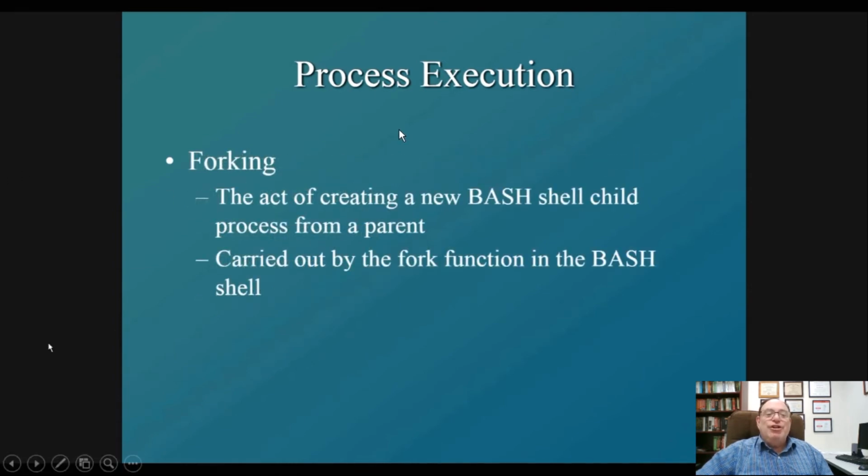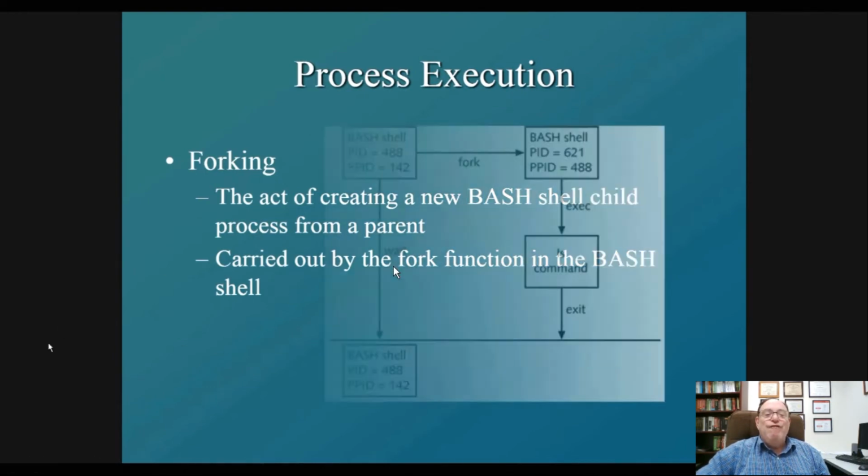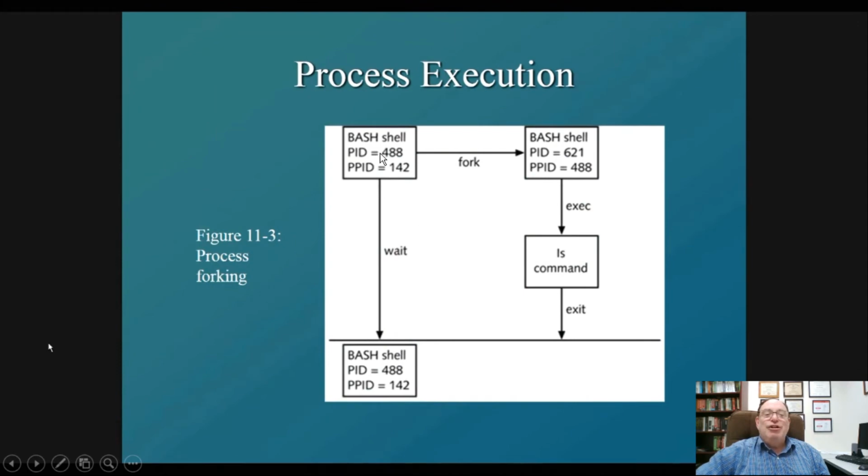Forking. Forking is a concept where you create a new Bash shell child process from a parent. In other words, you have a parent, it creates two child processes like we saw earlier in the video. Each child process could then create other child processes. That's called forking. And forking is carried out by what they call the fork function of the Bash shell. And this is an example of that right here.